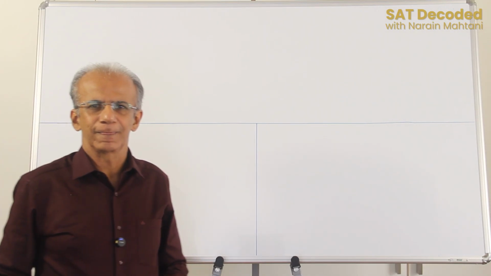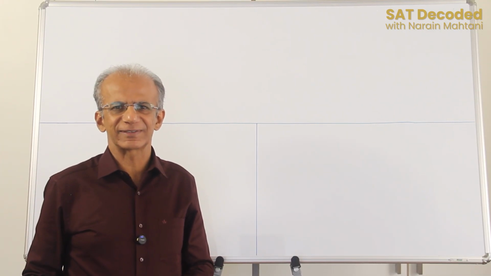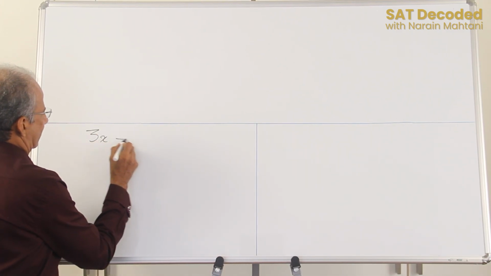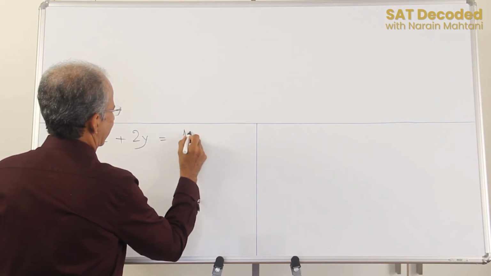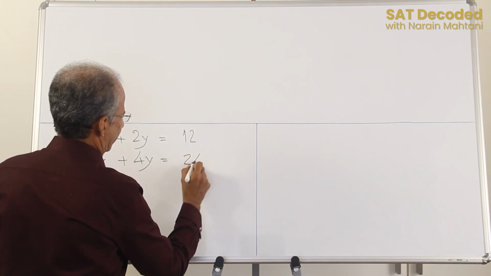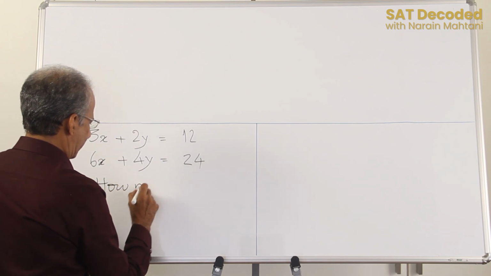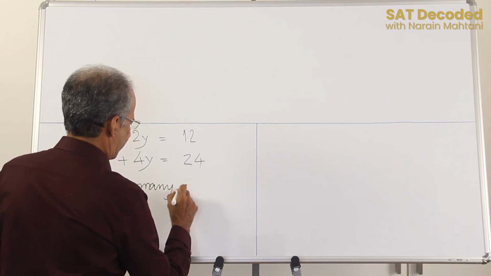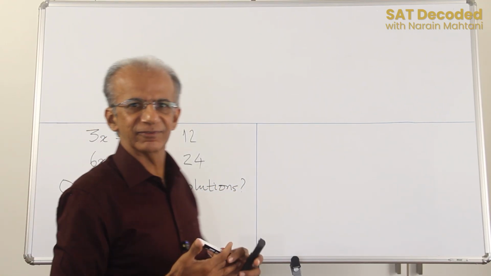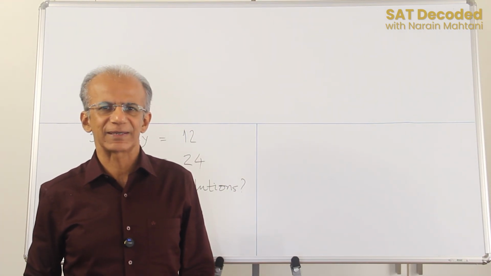Hi, welcome back. I want to ask you a question that I've asked many students over the years. If I gave you this system of equations, 3x plus 2y equals 12 and 6x plus 4y equals 24, and I asked you the question, how many solutions does the system of equations have? What would you do? Most students I've asked that question reach immediately for a pencil.